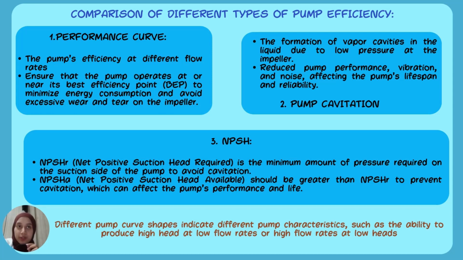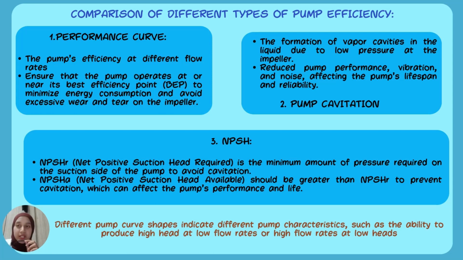The performance curve shows the pump's efficiency at different flow rates. To save energy costs and prevent undue impeller wear and tear, it is critical to make sure the pump is operating at or close to its best efficiency point, which is BEP. Cavitation, or the creation of vapor cavities in the liquid because of low impeller pressure, can be brought on by running the pump at low flow rates. Cavitation can shorten the life and dependability of a pump by causing vibration, noise, and decreased performance.